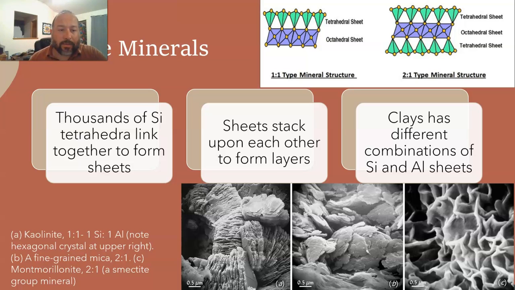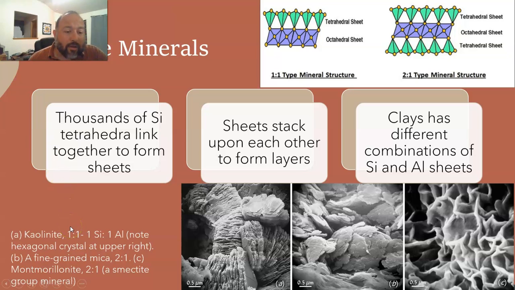So, in terms of silicate minerals, you've got thousands of those silica tetrahedra linking together to form sheets in clay. And the sheets are going to stack upon each other to form layers, and then clays are going to have different combinations of silica and aluminum sheets, and that combination is going to be notated like we see down here.